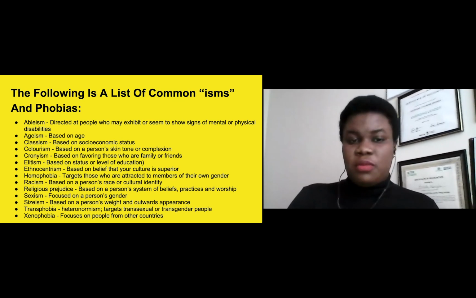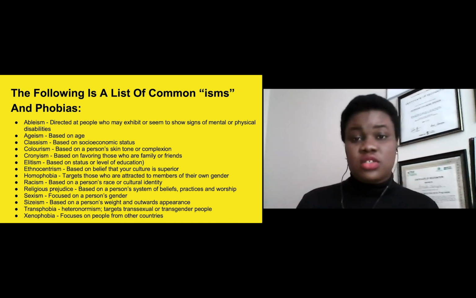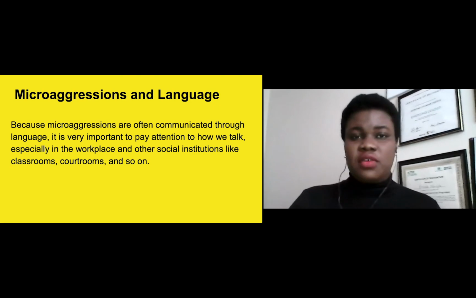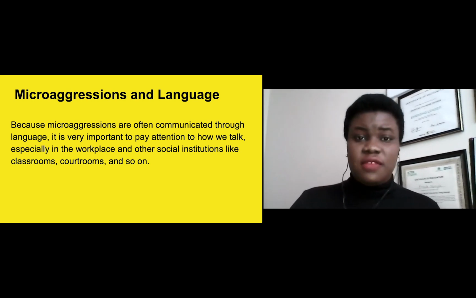Think about homophobia, which is targeted to those who are attracted to members of their own gender. Think about racism. Think about religious prejudice, e.g. Islamophobia. Think about sexism, which is focused on someone's gender. Think about sizeism, which is focused on someone's weight. There's transphobia, there's xenophobia. And like I mentioned, microaggressions and our implicit bias are always shown through images or spoken words, or even sometimes our behaviors.